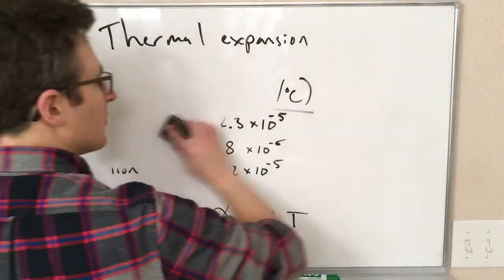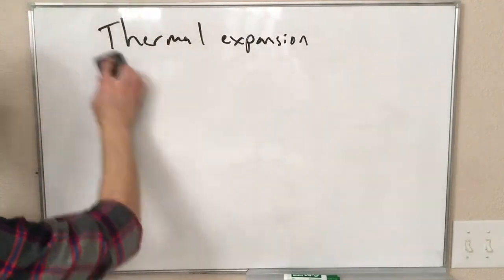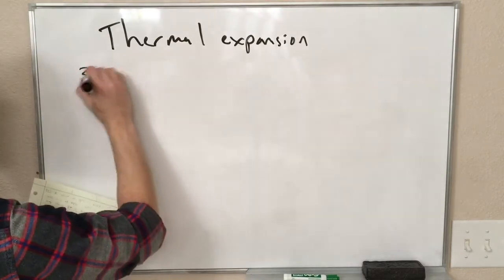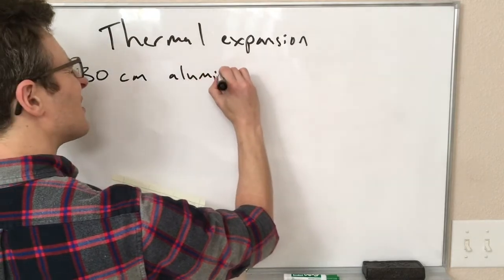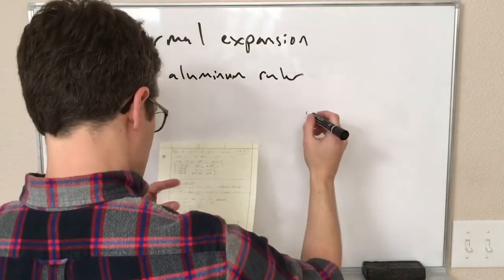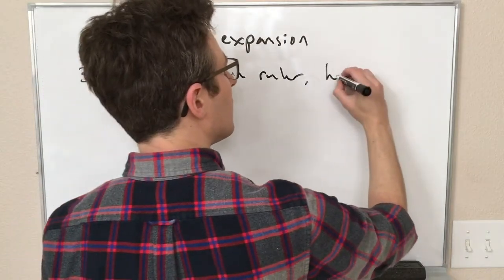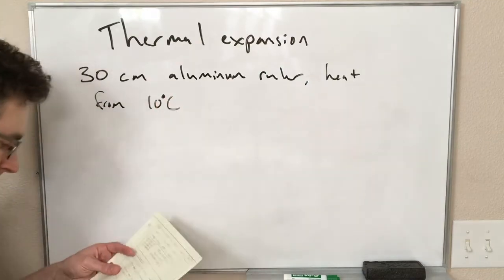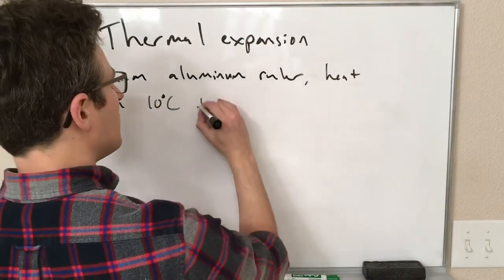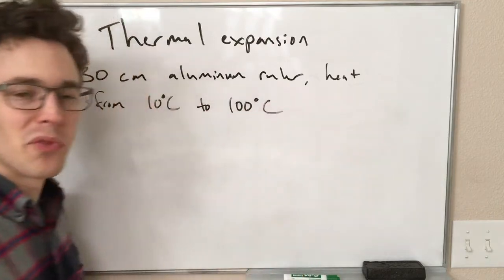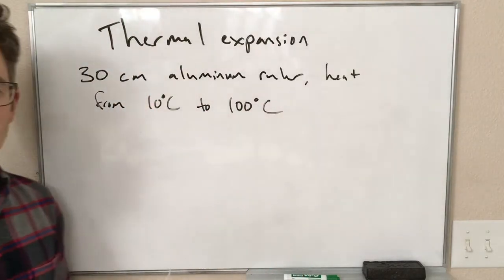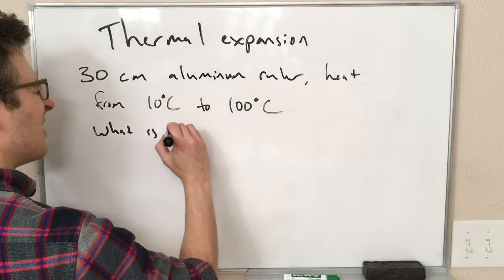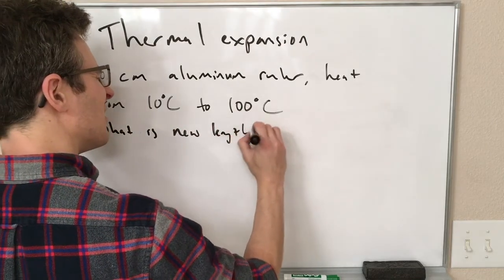Okay, let's do a quick example. I think that will help illustrate how we use this. So let's say we have a 30 centimeter aluminum ruler, and we heat it from 10 degrees C, maybe it's a little chilly outside, we have our ruler, to 100 degrees C. We put it in a thing of boiling water because we want to measure how big the inside of the pot is or something like that. So what is its new length?